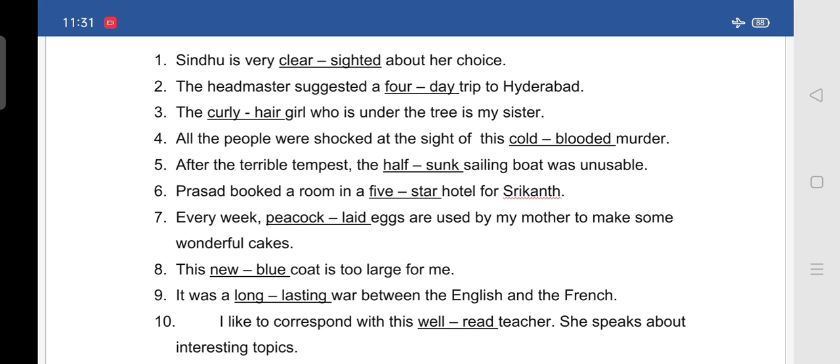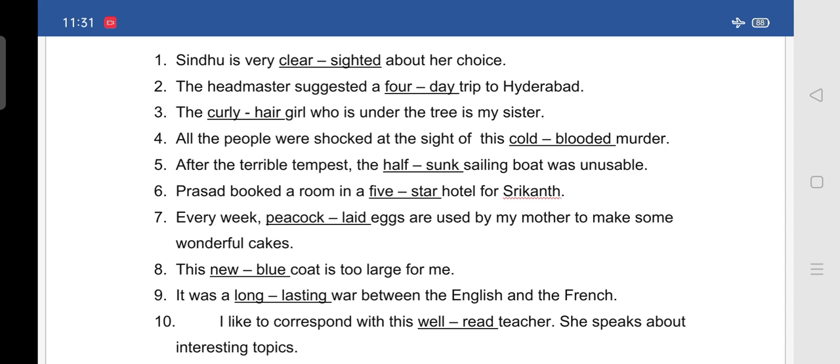Second, the headmaster suggested a 4-day trip to Hyderabad. In the blank you have to write 4-day. Third, the curly hair girl who is under the tree is my sister. So here you have to write curly hair in the blank.